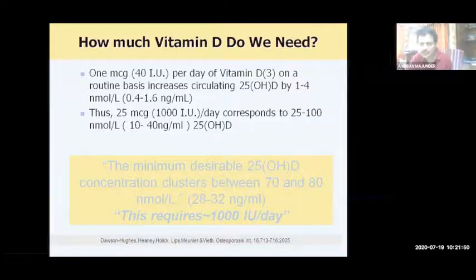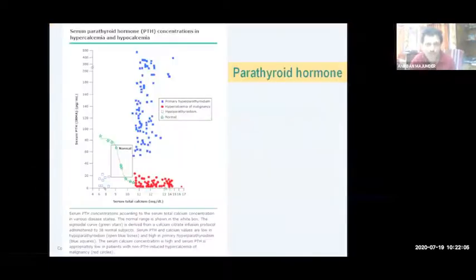Therefore, if you want to give calcium and vitamin D supplementation to a person, in most situations you have to give 1000 milligram of calcium and 1000 international units of vitamin D.